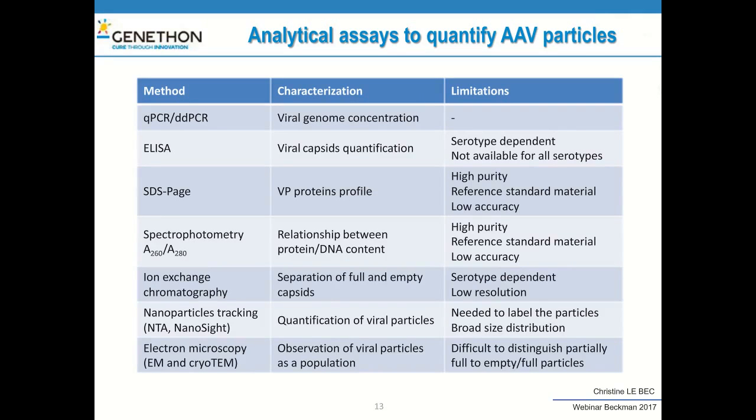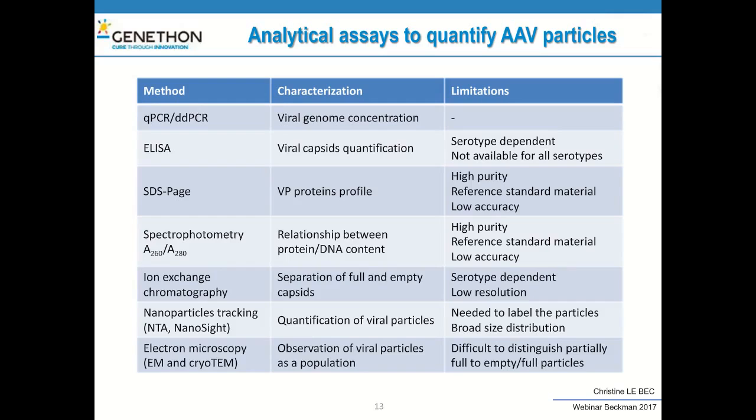By HPLC, you can make a separation of full and empty capsids. This has been published by other labs for AAV2 and AAV8. But this is serotype dependent, it is transgene dependent, and it gives you a low resolution. So from this method you can have not a separation, but mostly a quantification of the total particles.